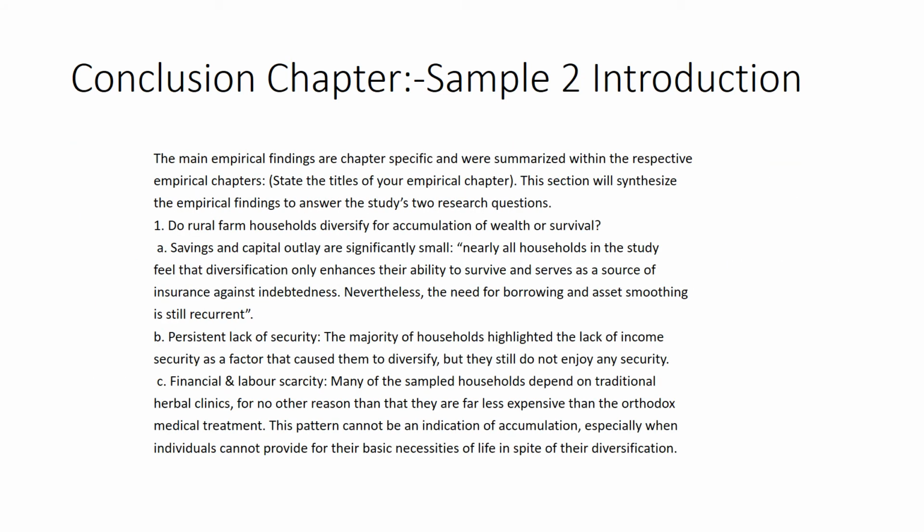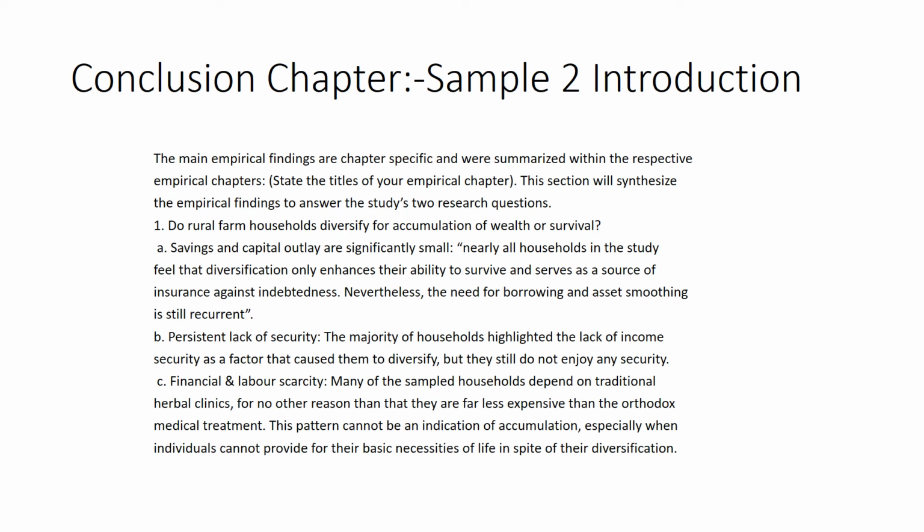Conclusion chapter, sample 2. So it's a second sample here. The main empirical findings are chapter specific and were summarized within the respective empirical chapters. You state the titles of your empirical chapters. This section will synthesize the empirical findings to answer the study's two research questions. 1. Do rural households diversify for accumulation of wealth or survival? A.